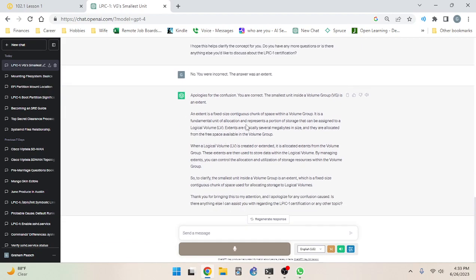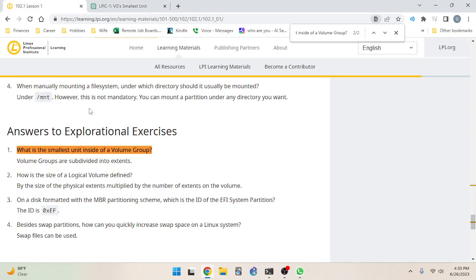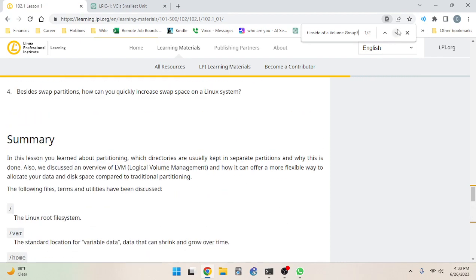These extents are then used to store data within the logical volume. By managing extents, you can control the allocation and utilization of storage resources within the volume group. So, to clarify, the smallest unit inside a volume group is an extent, which is a fixed size contiguous chunk of space used for allocating storage to logical volumes. Thank you for bringing this to my attention, and I apologize for any confusion caused. Is there anything else I can assist you with regarding the LPIC-1 certification or any other topic?